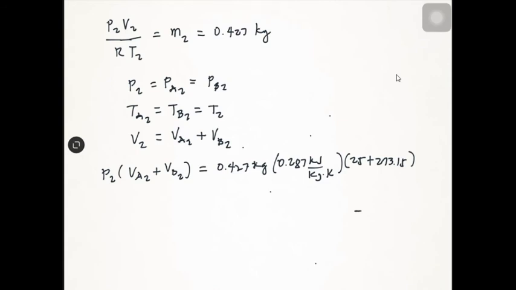Okay, so you have this equation here, that P2 times VA2 plus VB2 is equivalent to 0.427 times 0.287 times 298.15, that is 36.547.